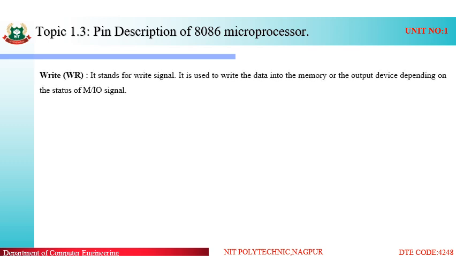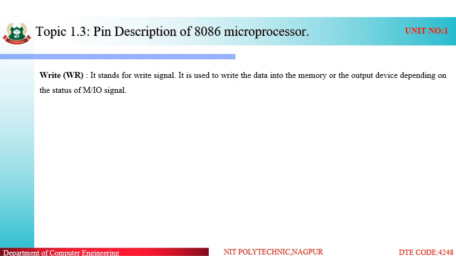Next signal is the write signal. Write signal is also an active low signal, WR bar. A vertical line is given, that means it is an active low signal. So write is used to write our data into the memory or input output ports.